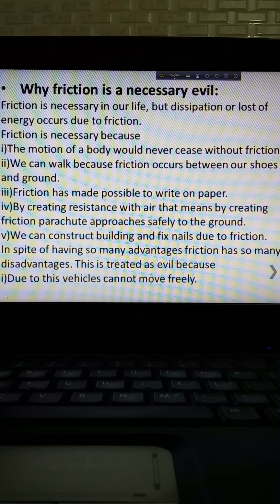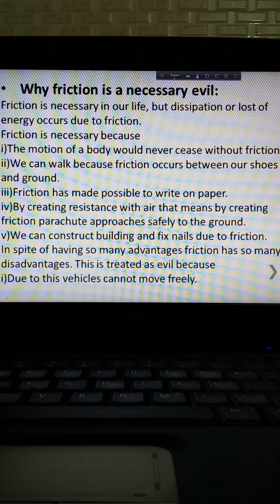Next, we can walk because friction occurs between our shoes and ground. If the frictional force wouldn't occur here, we couldn't walk so easily. For example, we see this whenever we try to walk over sand. Then as the frictional force is minimized here, we can't walk easily over sand.